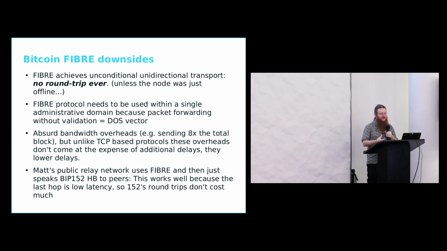So the way that Matt uses this protocol in his own network is that he has a bunch of nodes on well-maintained systems, and they speak Fiber amongst each other, and then he speaks regular BIP 152 high-bandwidth mode to peers, anyone who wants to connect to him. Because these BIP 152 links are short, because they're all people connecting to the closest Fiber node, the fact that it has lots of round trips doesn't matter.